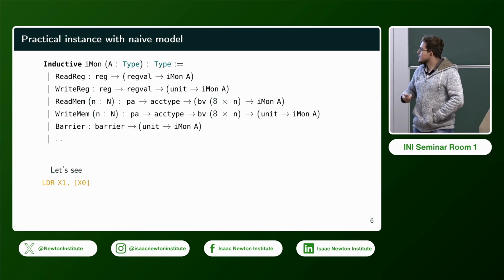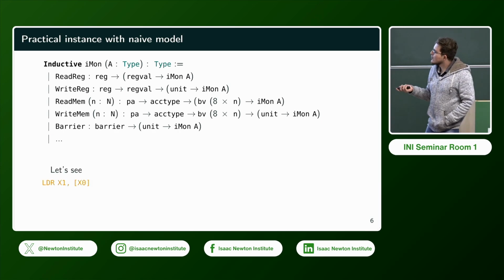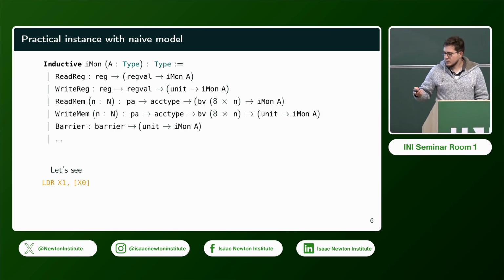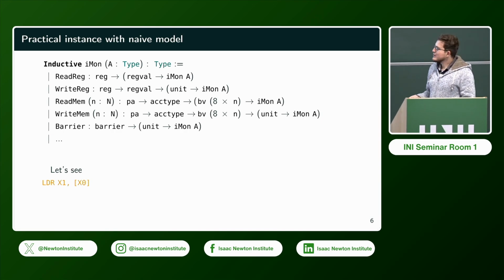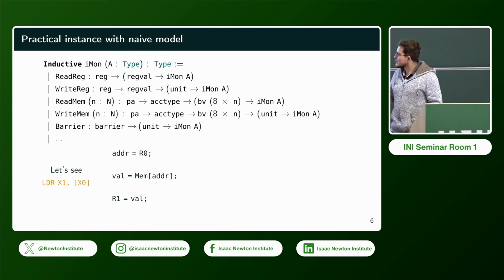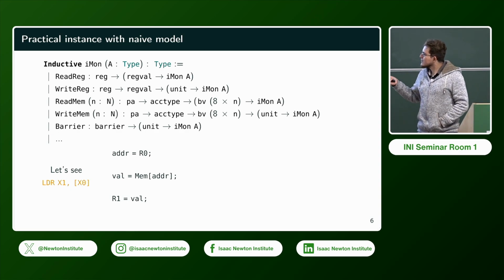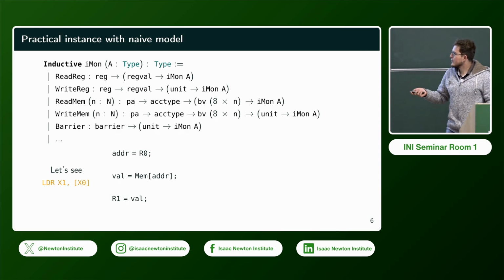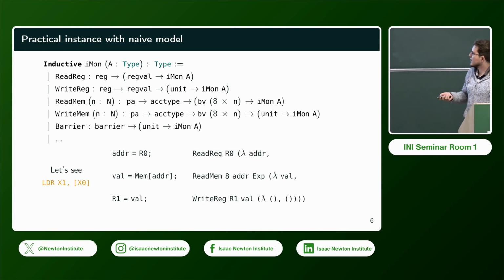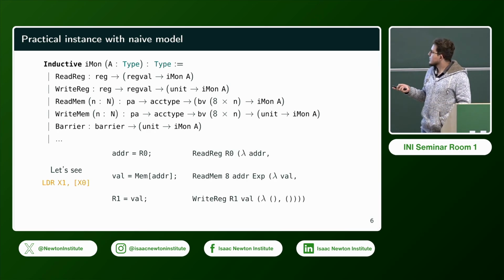So in practice, if you take a simple instruction like load x1 from x0, you can generate from it a very simplified pseudocode compared to the actual one, which is just: read R0 into an address, then read memory at that address, and write that value into R1. And if you transform that into this monadic style, you can write it with those effects.